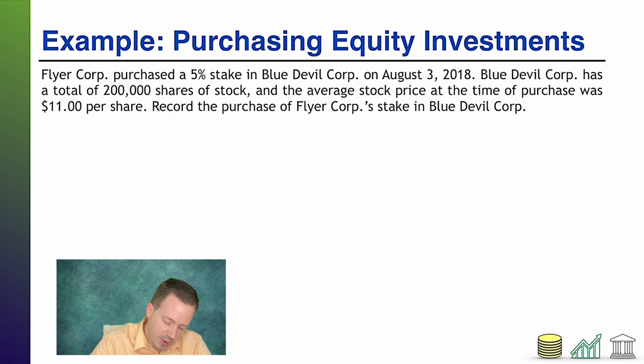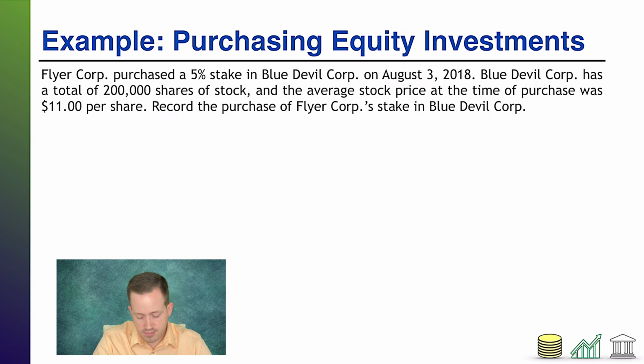Here we have an example, purchasing. Flyer Corp purchased a 5% stake in Blue Devil Corp on August 3rd, 2018. Blue Devil Corp has a total of 200,000 shares of stock. The average stock price at the time of purchase was $11 per share. Record the purchase of Flyer Corp's stake.